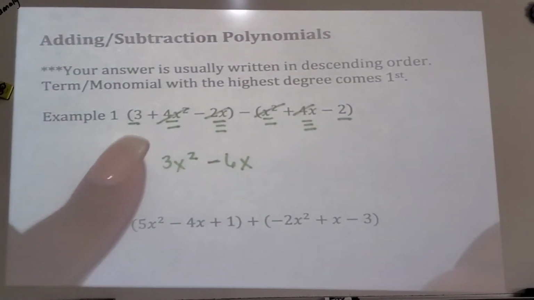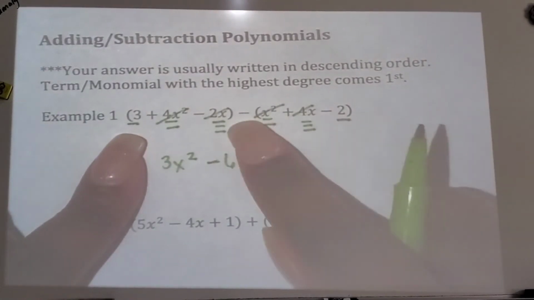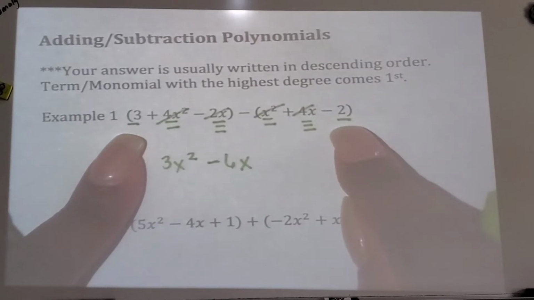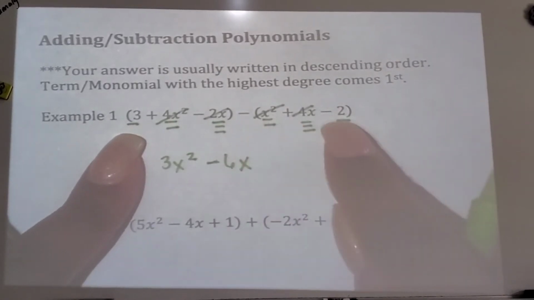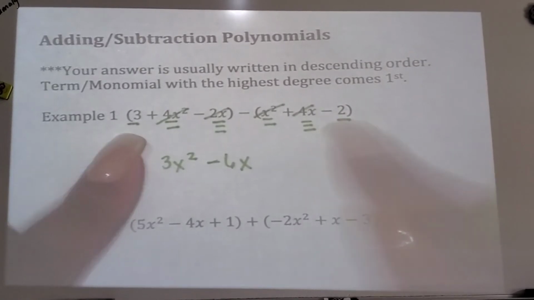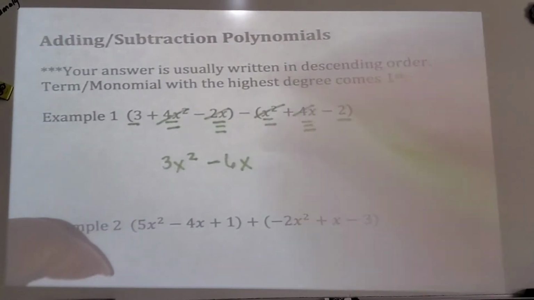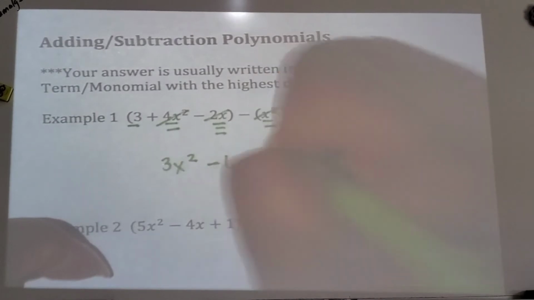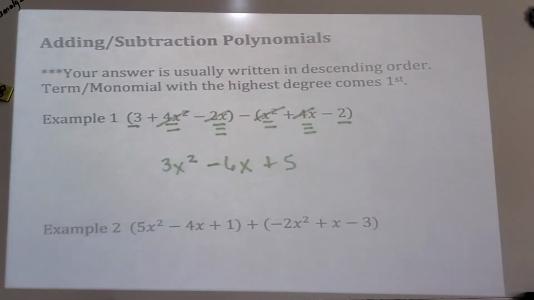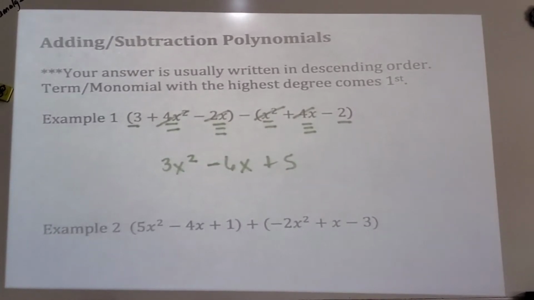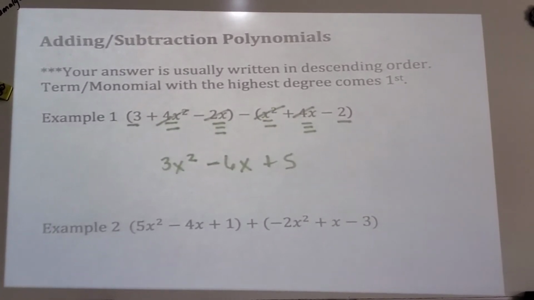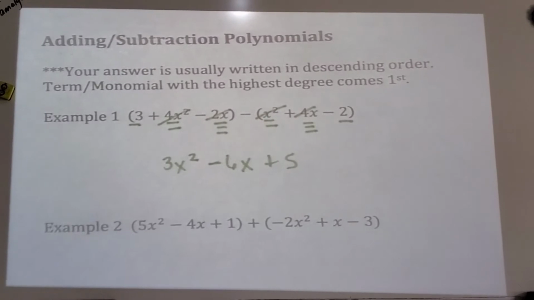Finally, I have 3 minus a negative 2. One thing we have to remember, when we have minus a negative, it turns to addition. So 3 plus 2 is going to give me 5. So when I combine like terms, my final answer is 3x squared minus 6x plus 5.